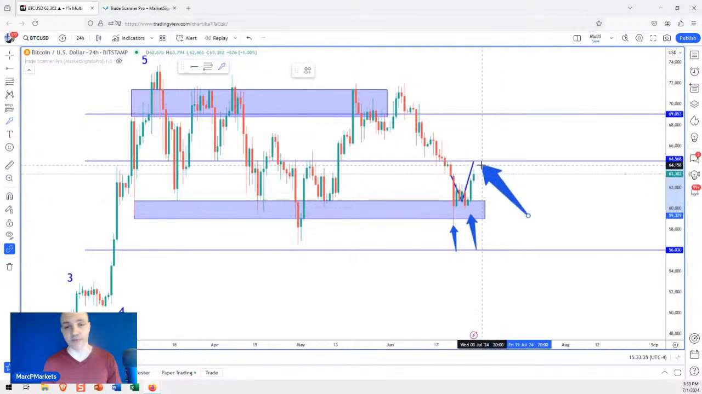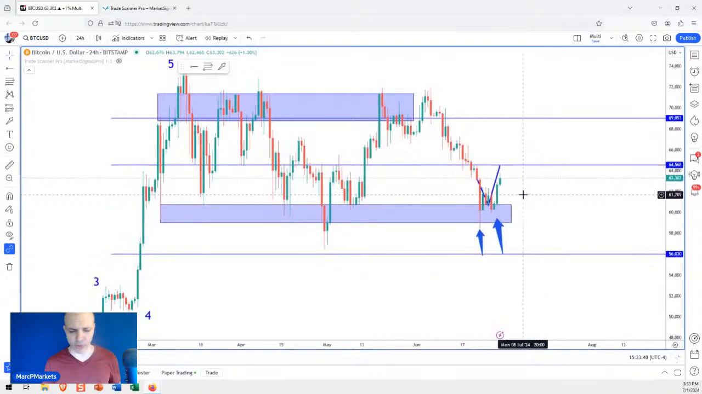But you need a tool to confirm. That is the whole point of the TradeScanner Pro. It's a confirmation tool. We'll talk about that in a moment.